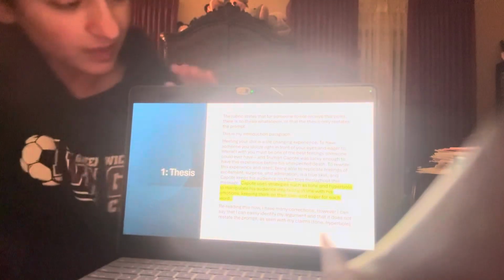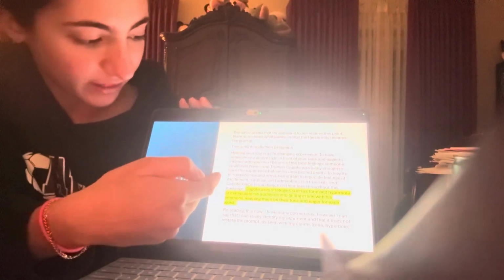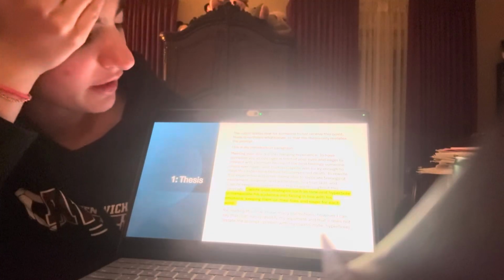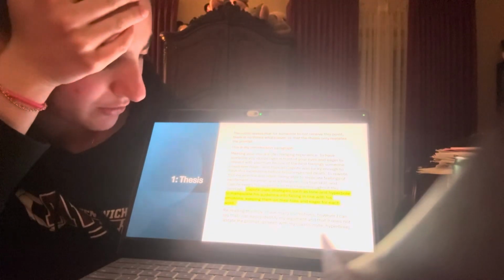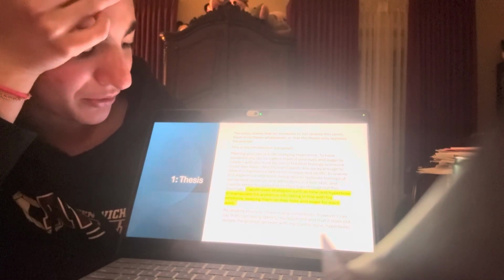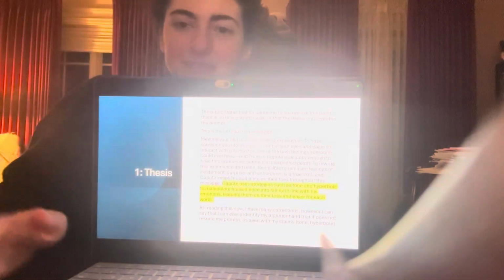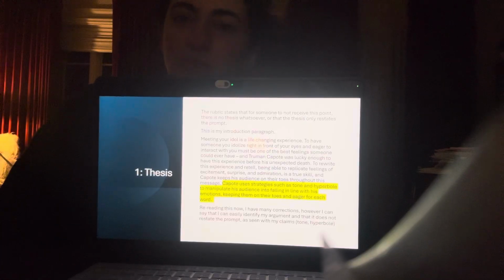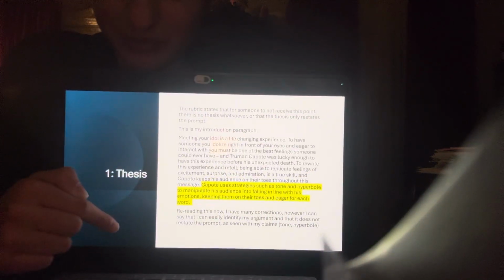Let me read it because this was my whole introduction. My thesis, which is at the end, was: Capote uses strategies such as tone and hyperbole to manipulate his audience into falling in line with his emotions, keeping them on their toes and eager for each word. You can see clearly that my thesis is that he uses tone and hyperbole to get the audience to understand his point and to feel his emotions. Definitely not perfect. As you can see here, I said that it's not perfect.